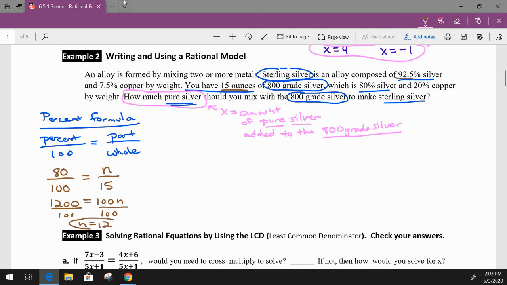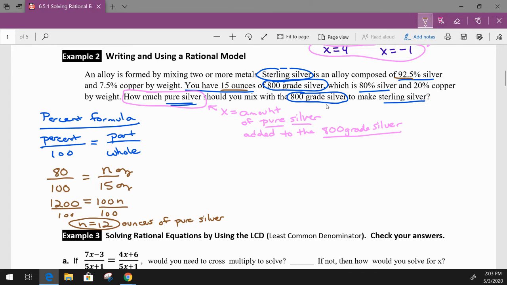So what does that mean? That means out of this 15 ounces, 12 ounces, so OZ for the ounces, 12 ounces of silver, of pure silver, are in that 15 ounces of 800 grade silver. All right, lots of numbers floating around.